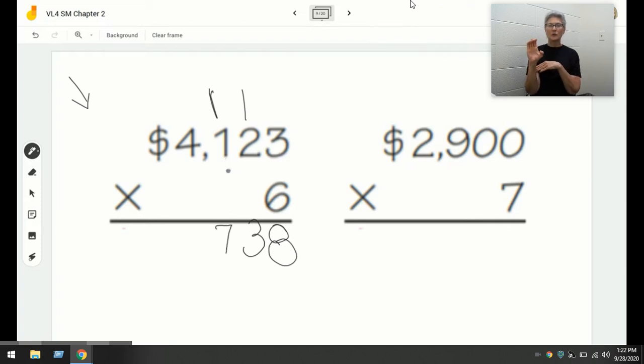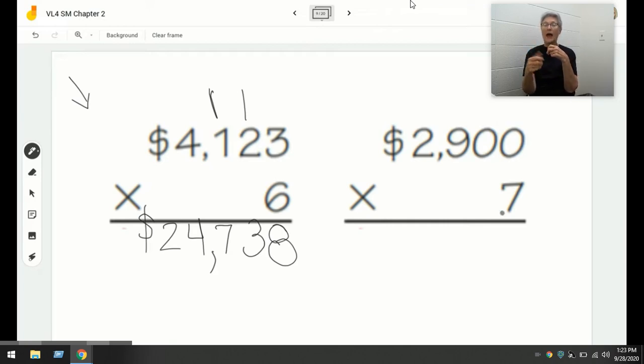And do you notice how I've lined that up? It's in my hundreds column. And then last but not least, we've got 6 times 4 is 24. I'm going to go ahead and write down 24. And I notice there's this unit, a dollar sign. So we're going to go ahead and do a 1, 2, 3, and comma. So our product is 24,738.